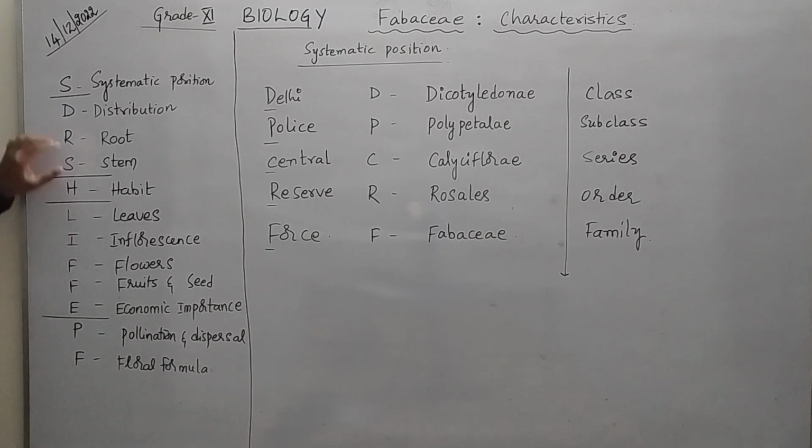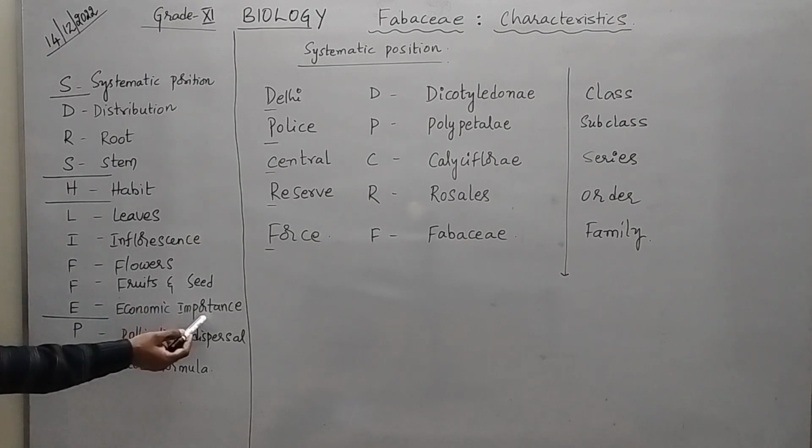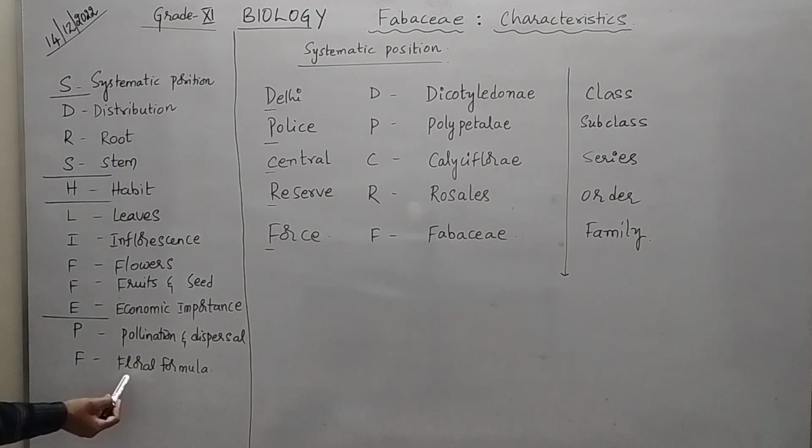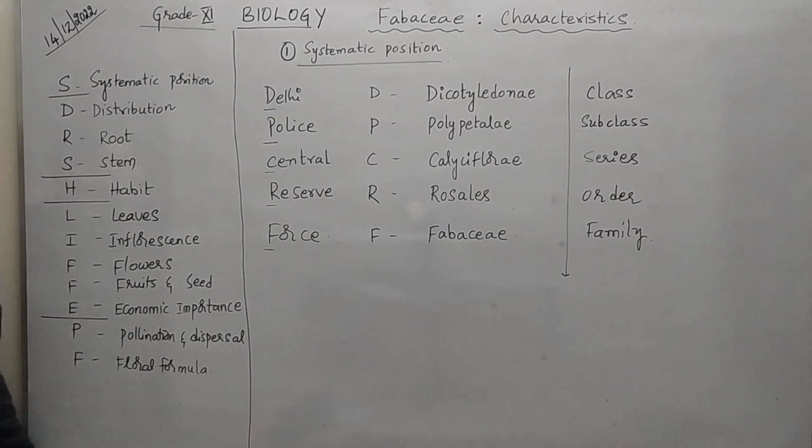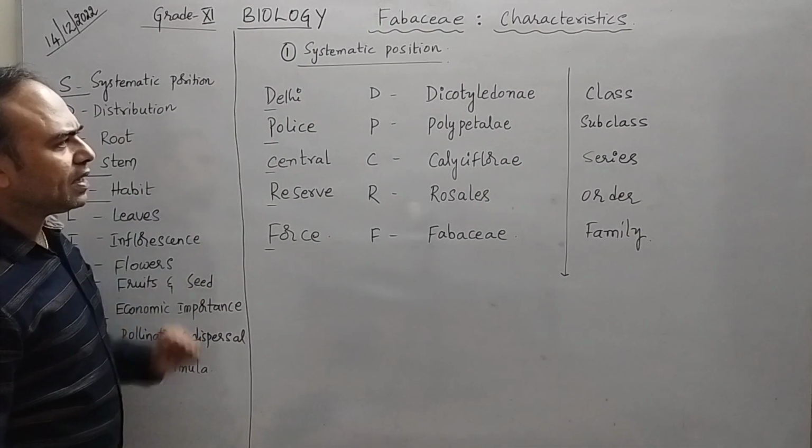We have discussed. Accordingly, we wrote systematic position, distribution, root, stem, habit, leaves, inflorescence, flowers, fruits and seed, economic importance, pollination and dispersal, and floral formula. So we can easily remember this. Now, the first characteristic, that is systematic position, we can remember again like this.